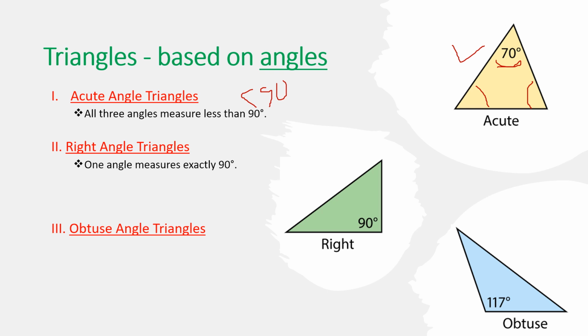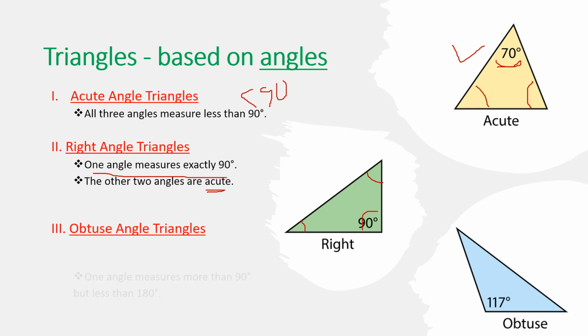Now, right angle triangles. What is a right angle triangle? One of the angles is 90 degrees. Look at it, this one angle is 90 degrees. And of course, the remaining two angles have to be acute, less than 90 degrees. Why do they have to be acute? Because the total sum cannot exceed 180 degrees.